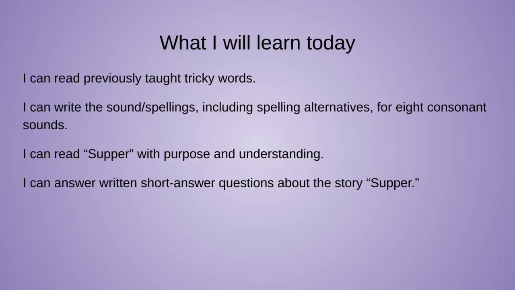Our I can statements, or what I will learn for today, are: I can read previously taught tricky words. I can write the sound spellings, including spelling alternatives, for 8 consonant sounds. An example of that is the letters that make the N sound, which we know is N, NN, and KN. So that would be spelling alternatives, different ways of writing the same sound. I can read Supper with purpose and understanding, and I can answer written short answer questions about the story Supper.